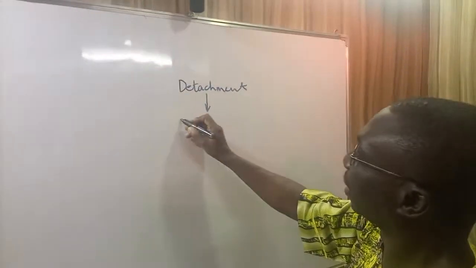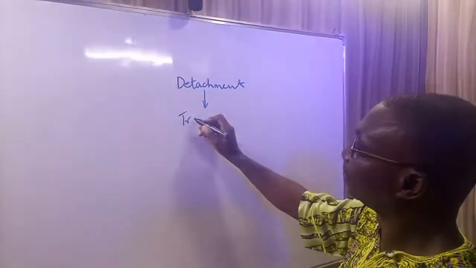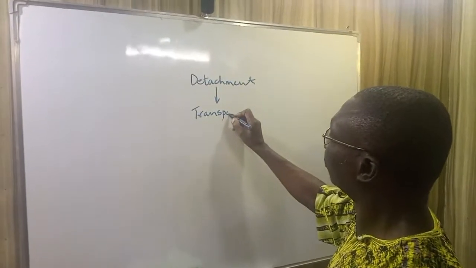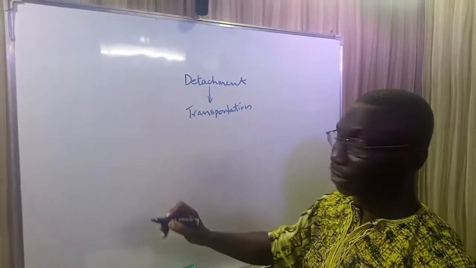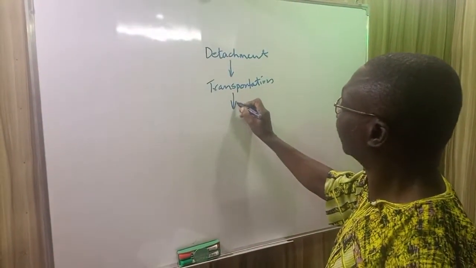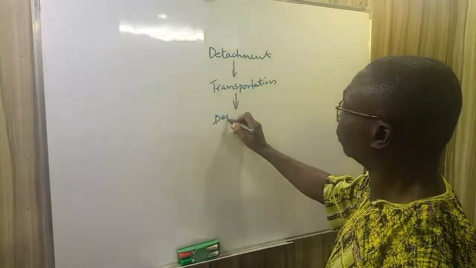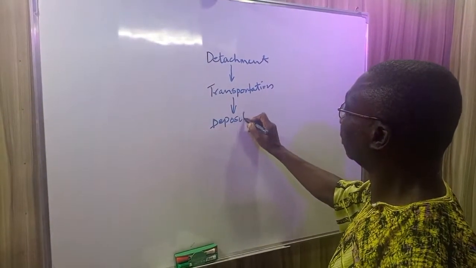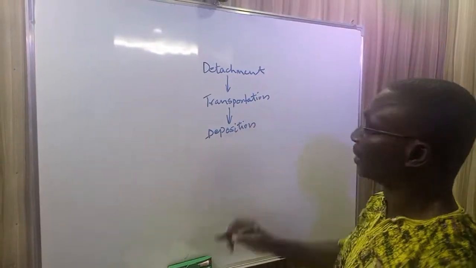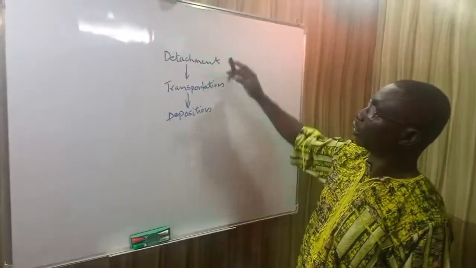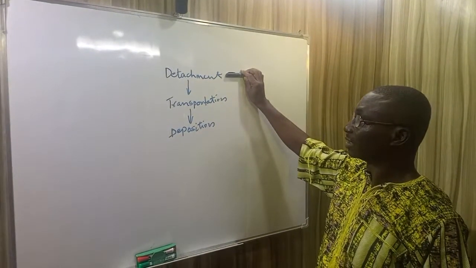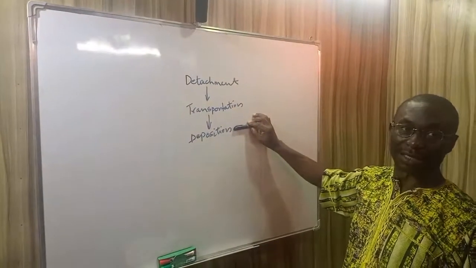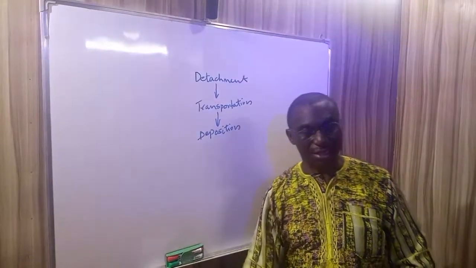The second stage is transportation. And finally, the third stage is deposition. So the agent of erosion detaches the soil, and as it detaches, transportation takes place; it carries it away and moves. And there is deposition in another place.